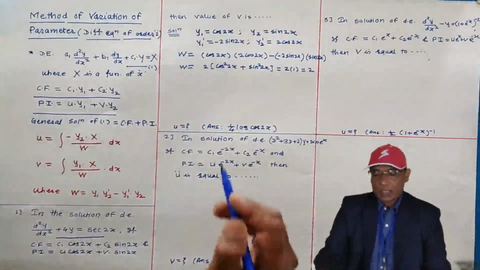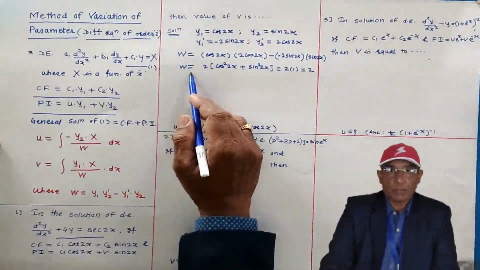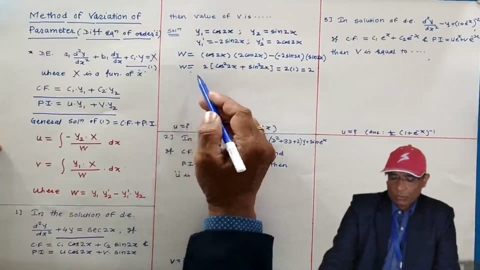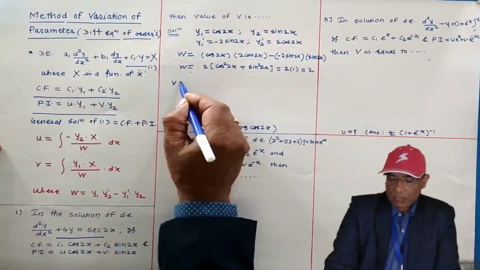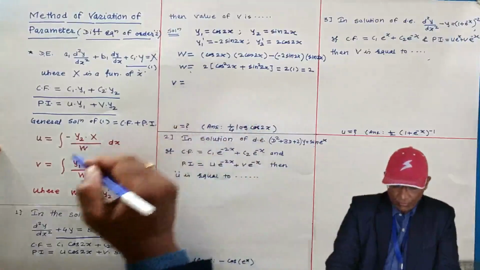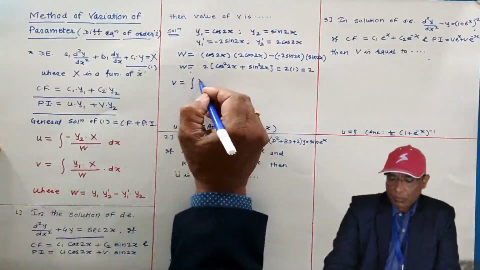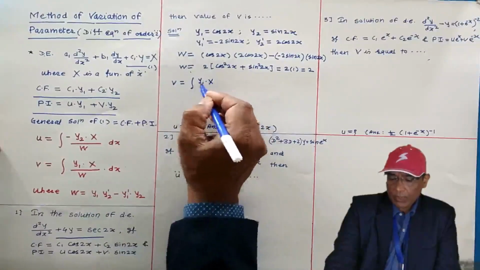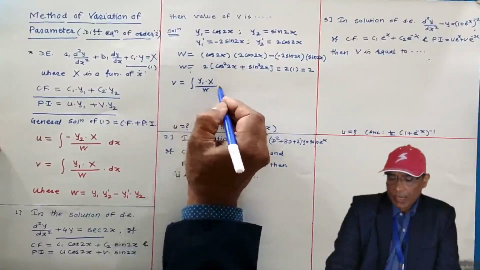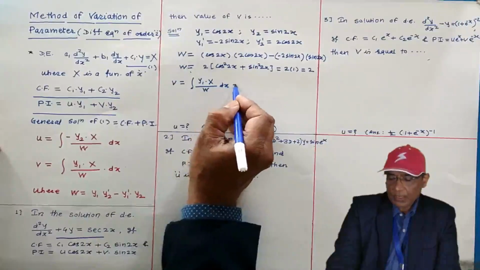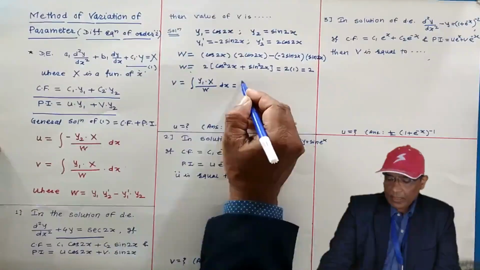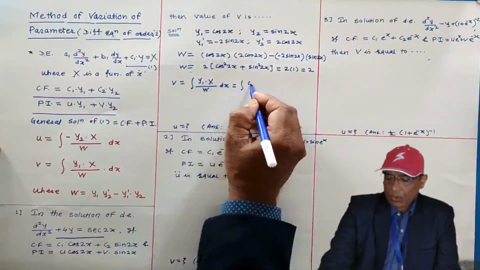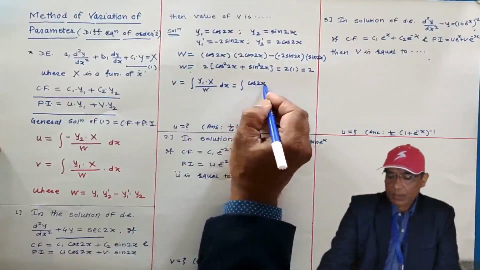The w may be asked in the examination as an MCQ. Now, what is asked to find? The value of v is asked. What is the formula for v? It is the integral of y1 into X by w. X is the right hand side of the standard linear differential equation. The right hand side is 2x here. The integral of y1, which is cos 2x, see?